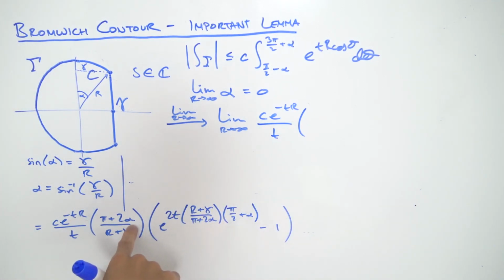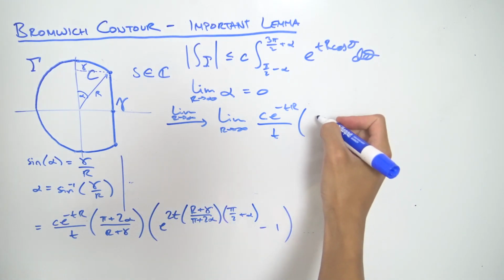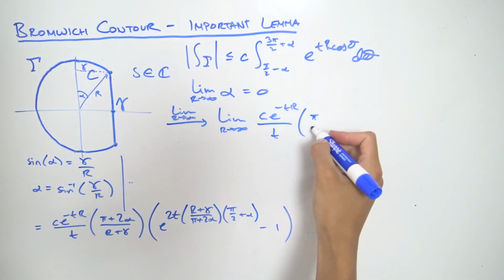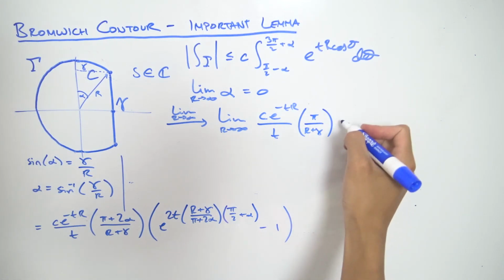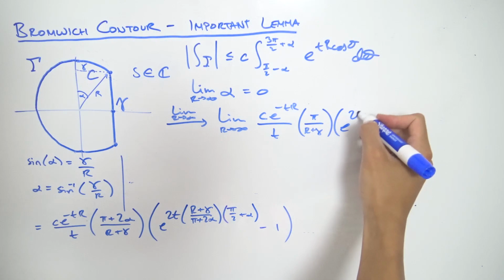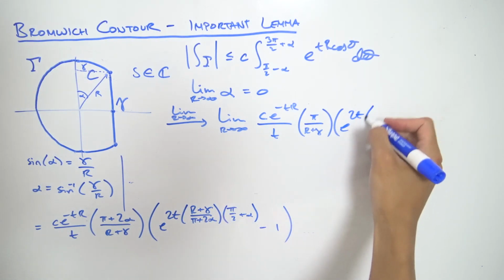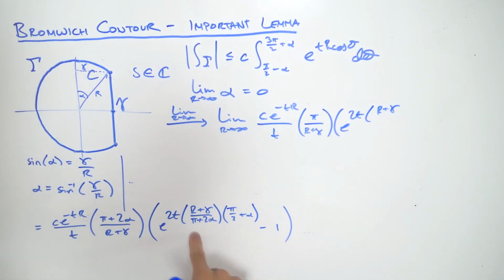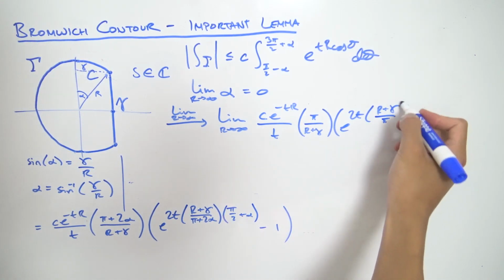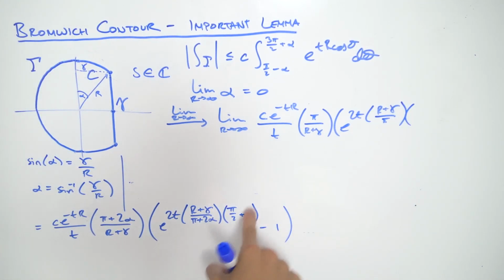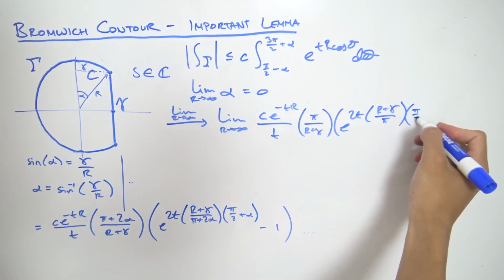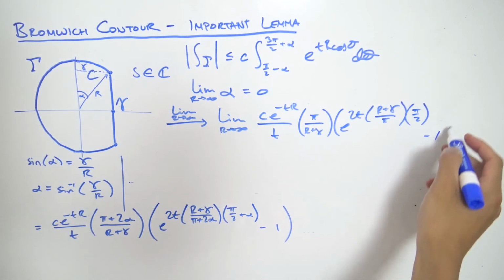And then alpha is going to turn into 0. So that's going to be pi divided by r plus gamma, and then we're going to have e to the 2t and then r plus gamma, divided by just pi, because this alpha is going to turn into 0. And then we have pi on 2 plus alpha. Since alpha is going to 0, we can just write pi divided by 2 minus 1.